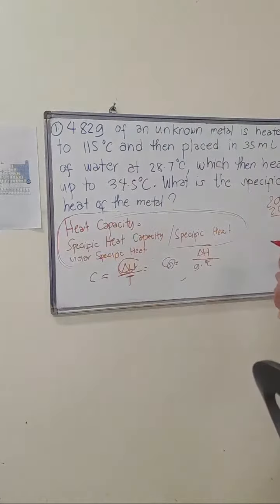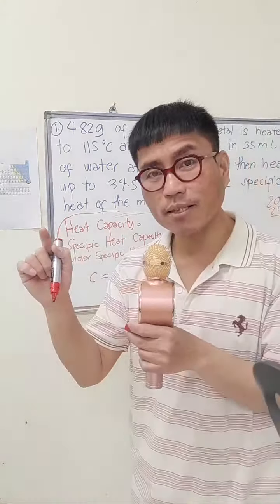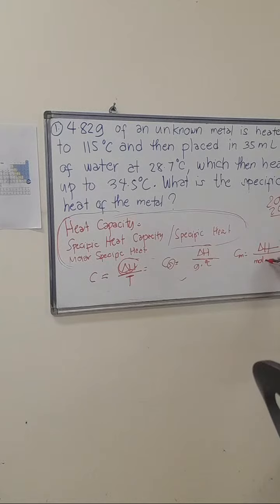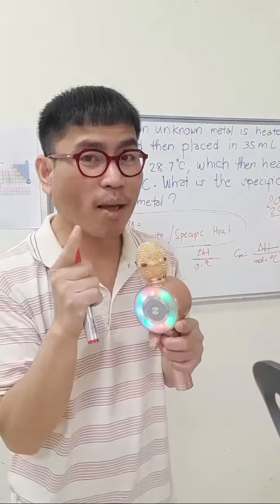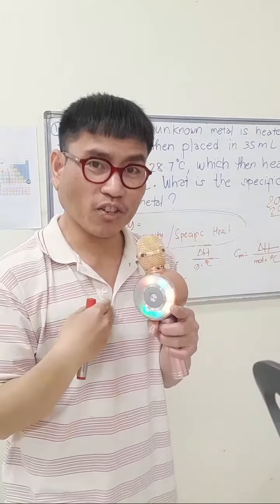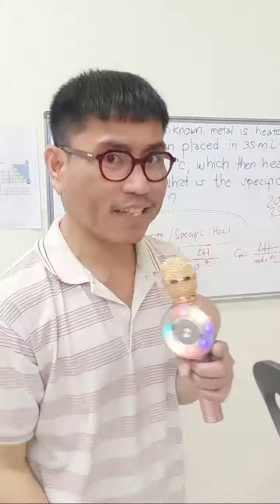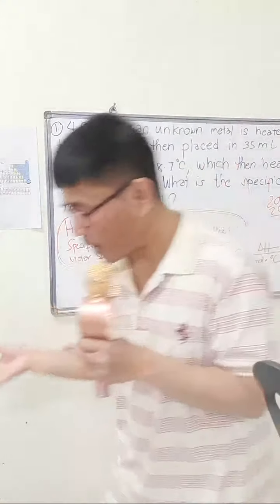Now for the molar specific heat. That is Cm, delta H over number of moles, but let's be specific, we should put mol or mole, and then degrees Celsius. So the definition is the amount of heat energy necessary to raise 1 mole of a substance at 1 degree Celsius. It's very easy to create our own definition by taking a look only at the formula itself. So we have 3 formulas here, and please put that in your blank sheet of paper or memorize.